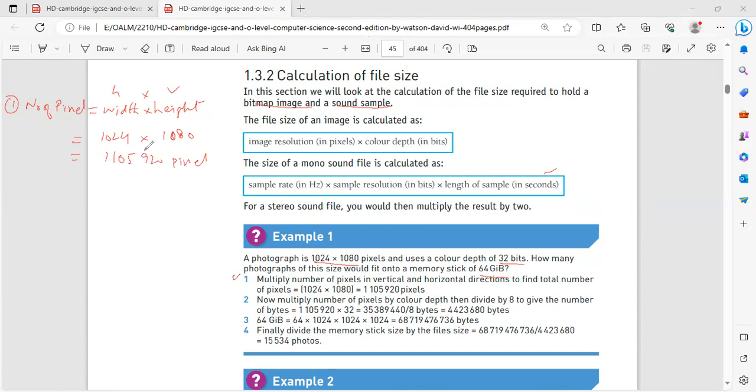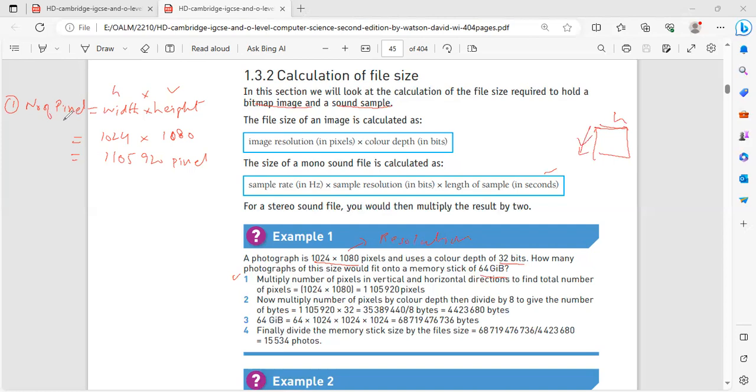Whenever a question asks you to calculate the file size, it must give you the number of pixels, horizontal and vertical. The first step is to calculate the number of pixels horizontally and vertically. They have given you 1024 multiplied by 1080. Basically, it is a resolution. We call it image resolution. It must be given. Your image is produced like this: this is horizontal, this is vertical, and they have given you the number of pixels available in this area.